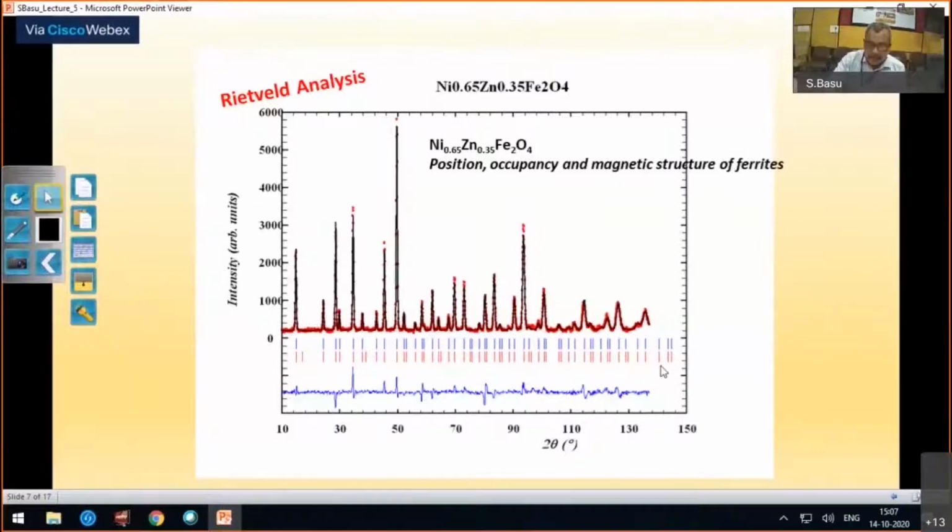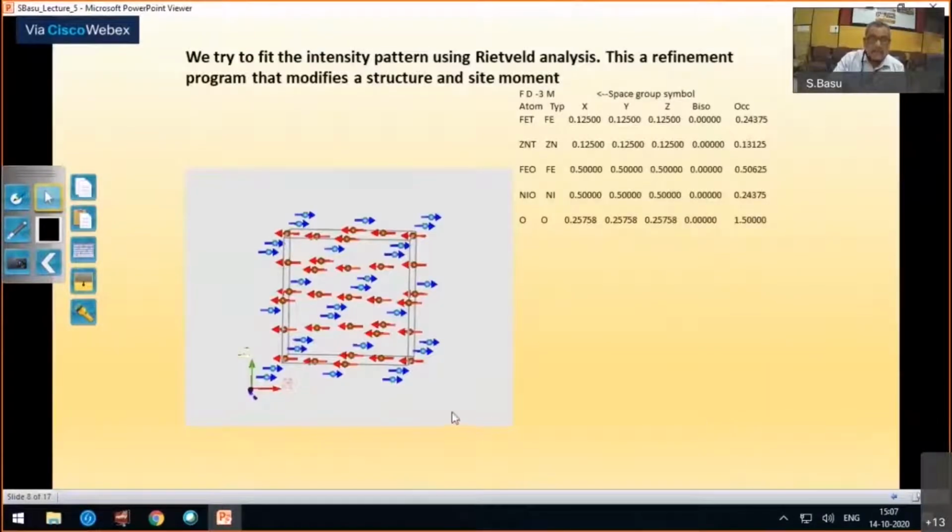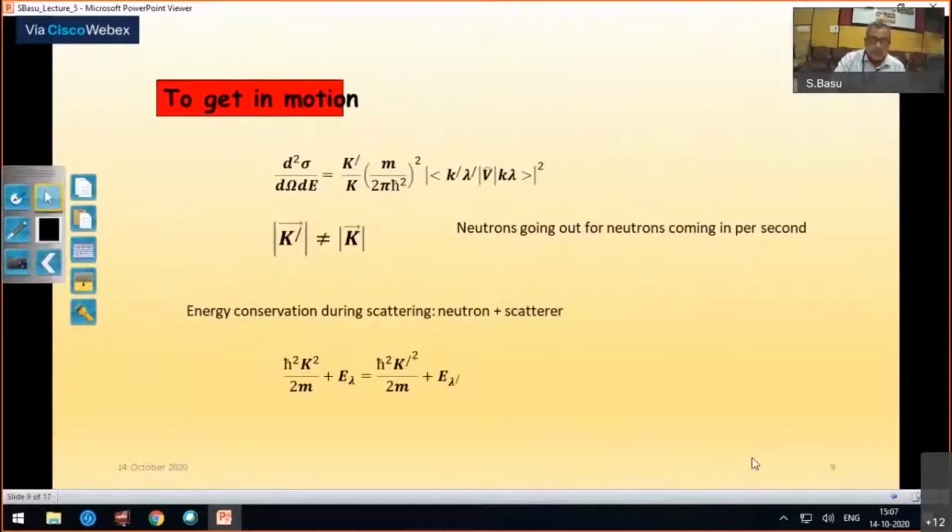This is the diffraction data, and then I mentioned to you that using the magnetic form factor, you can also measure magnetic structures using neutrons. This is the data which has been analyzed for the structure as well as for the magnetic moment. But now I would like to go one step ahead to get into motion. How do I bring in the dynamics of the system naturally into our formalism?